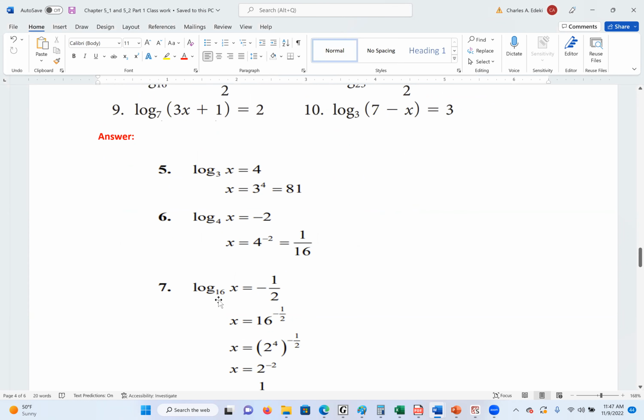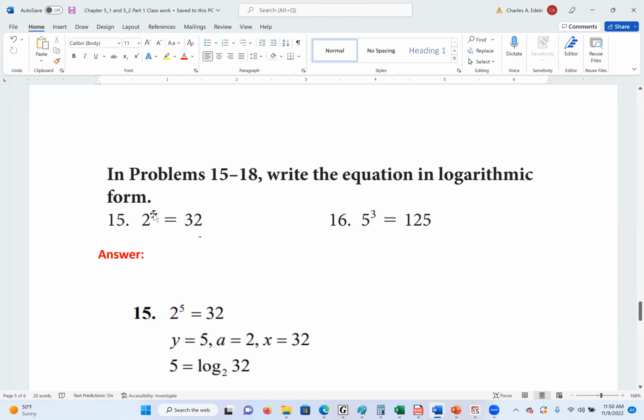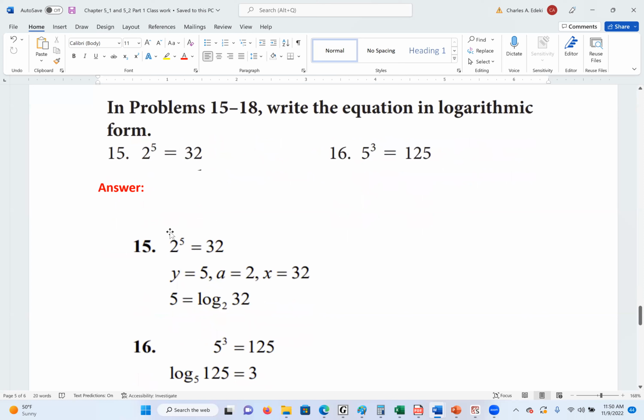So here again, we know already the 2 here will be the base of the log. And also the 32 here will be the value. So this means the answer here will be log base 2 of 32 equal to the exponent here, 5. So we can see the answer here, 2 to the power 5 equal to 32.